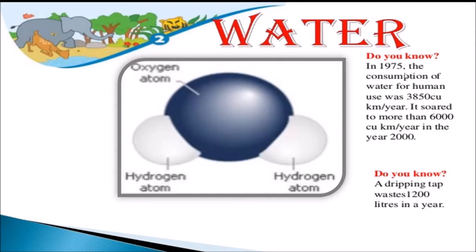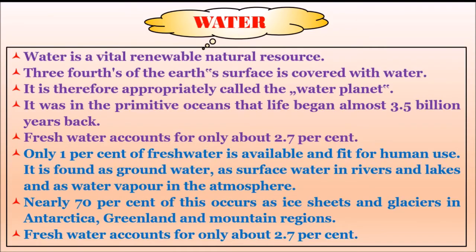Do you know in 1975 the consumption of water for human use was 3850 cu km per year, and it soared to more than 6000 cu km per year in the year 2000? Do you know another thing? A dripping tap wastes 1200 liters in a year. These are the facts we need to know. Let us see the points regarding water.